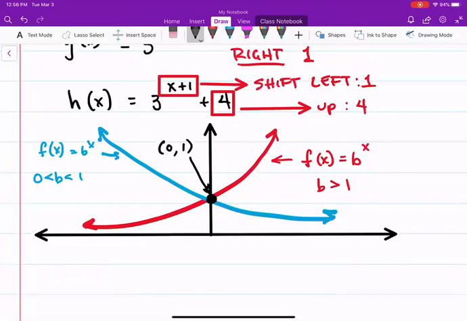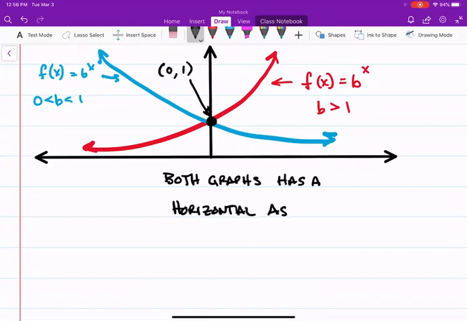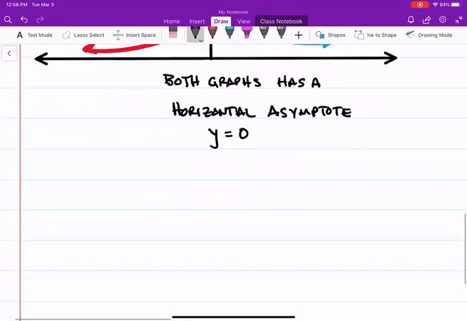So both graphs have a horizontal asymptote of y is equal to 0. Are we okay with that? Yes? Okay.